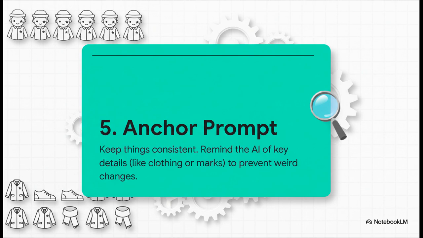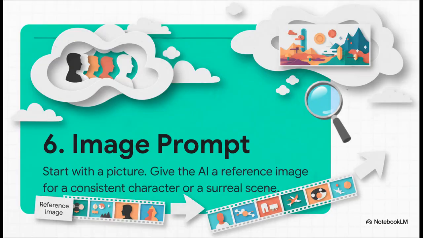You see, AI can be a bit forgetful. This prompt is how you remind the AI of crucial details, like a character's specific shirt, or maybe some marks on their face, to keep your video looking perfectly consistent. And speaking of consistency, here's a brilliant shortcut for you, the image prompt. Just start with a reference picture. It's honestly the best way to lock in your character's look across a bunch of different shots, or to create those absolutely beautiful, surreal videos you've seen all over the place.